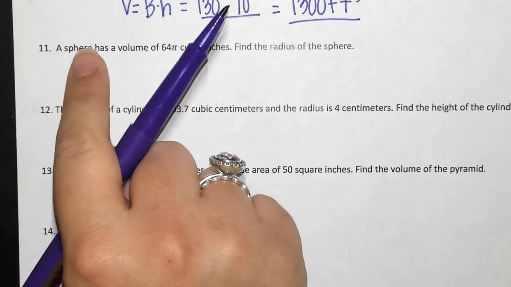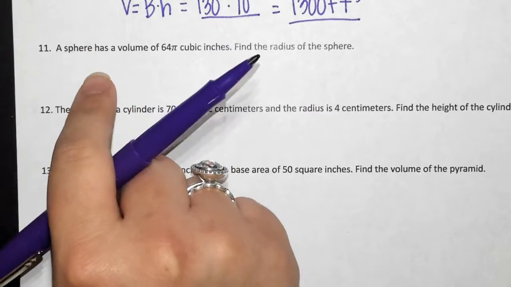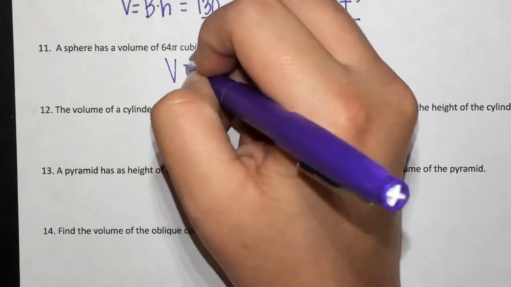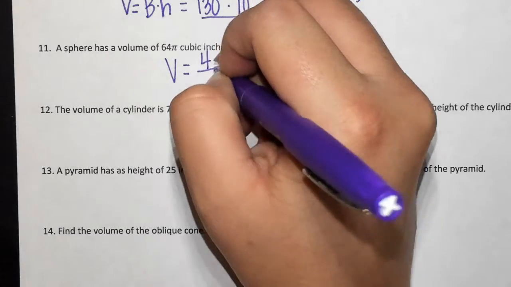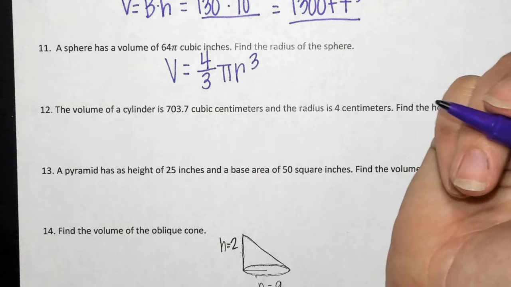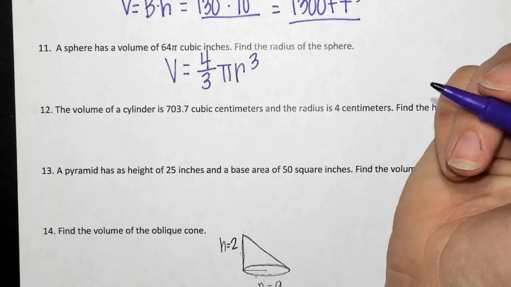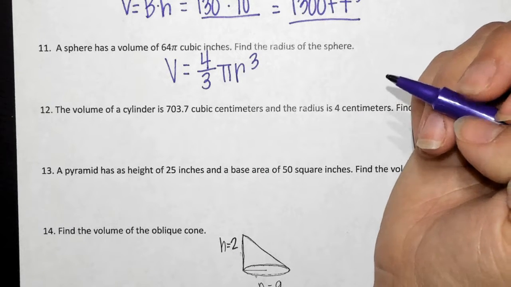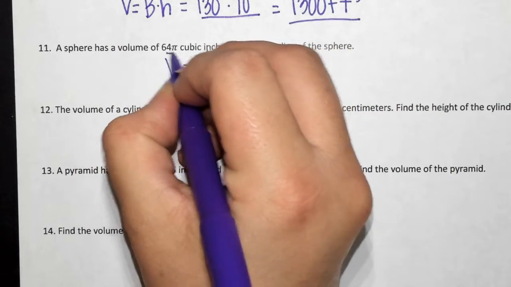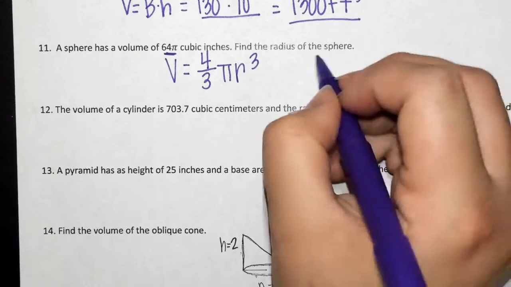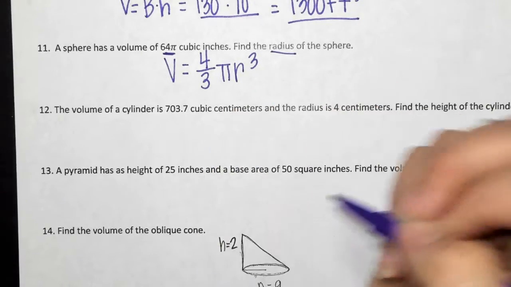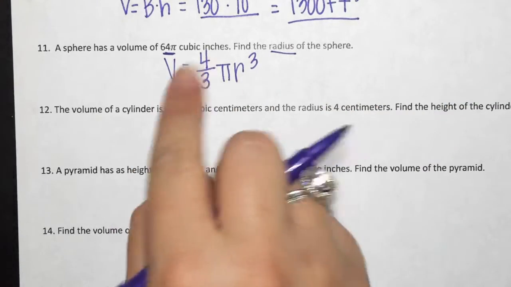Alright, next. A sphere has a volume. Sphere, go find the formula and write it down, Desmond. Volume of a sphere is 4/3 pi r to the third. Wait, do you want to write the formula without anything plugged in? I mean, it's up to you. This one I would. And here's the reason. A sphere has a volume. It just gave us the volume. What we have to find is the radius. So you have to use this formula.